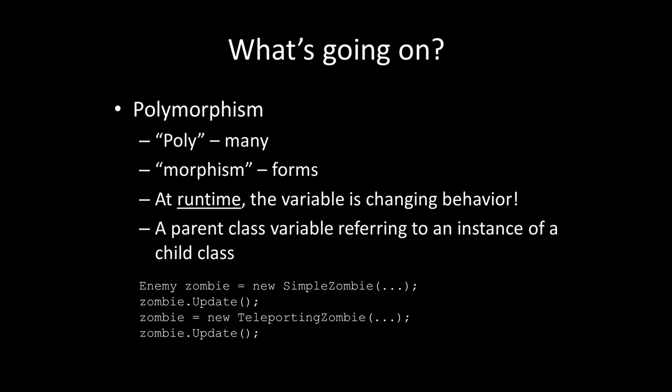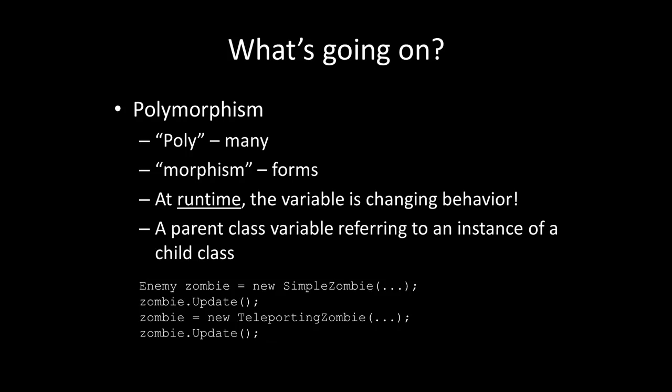The technique that we're using is called polymorphism, poly meaning many and morphism meaning forms. The idea is that at runtime, the variable is changing behavior because it's actually changing data types. If you look at the code below, you can see that we have an enemy that starts out as a simple zombie, so when I call update at this point, it's going to update like a simple zombie. A little bit later on, just like we saw before, zombie is going to change data types to a teleporting zombie, so that when we call update, it's going to behave like a teleporting zombie.